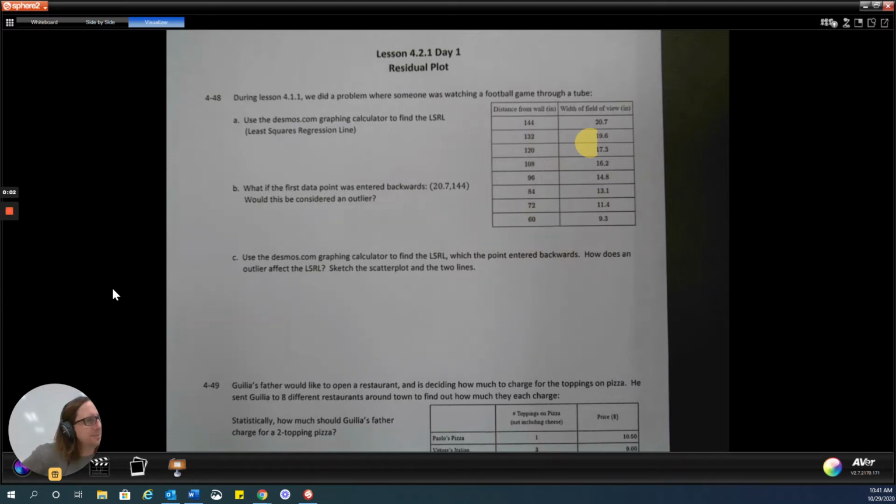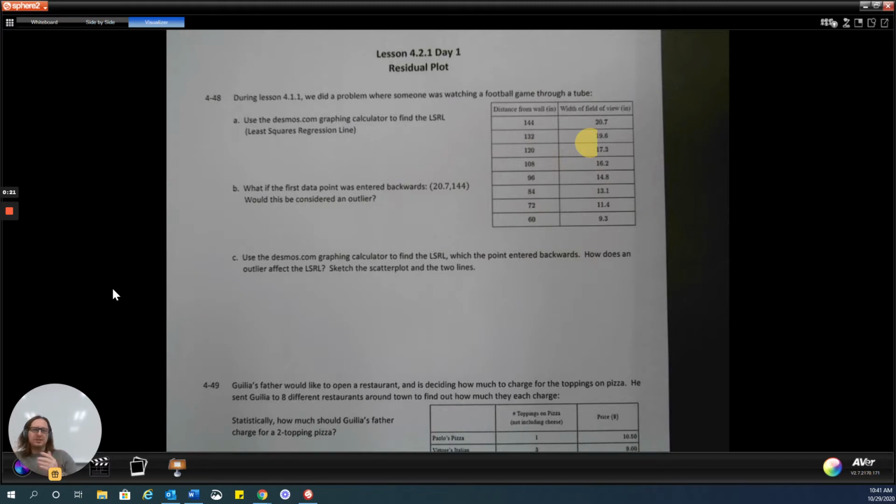All right, Advanced Math 8. Here we go. We've got lesson 4.2.1, day 1. Today we're going to look at the residual plot and see if we can actually use it to help us make decisions about our least squares regression lines that we've been making.